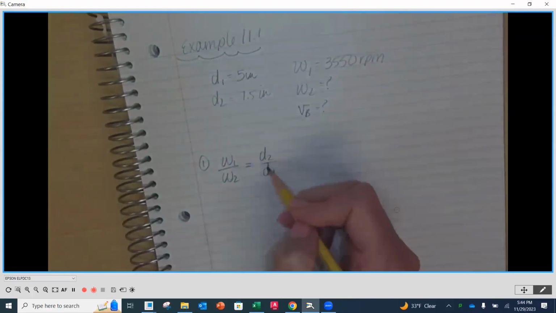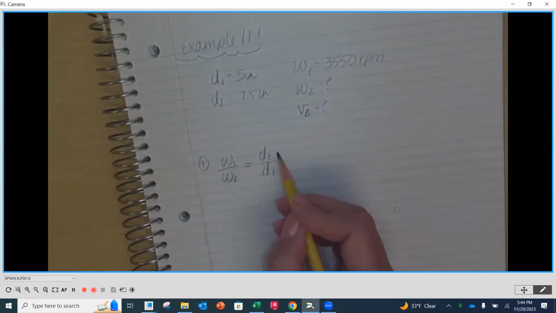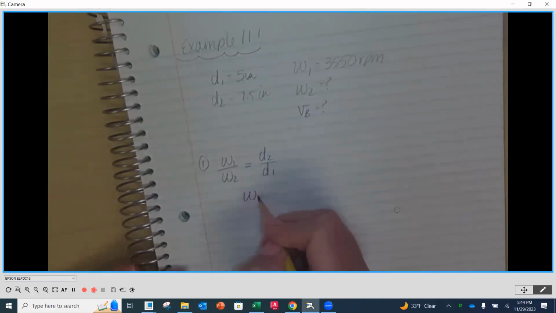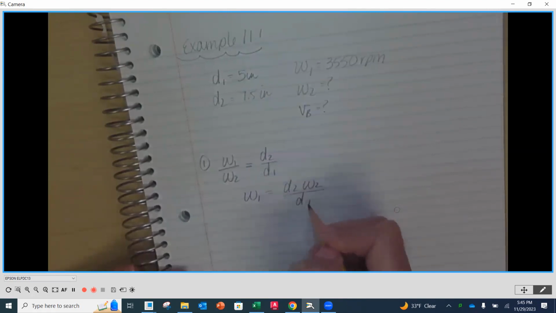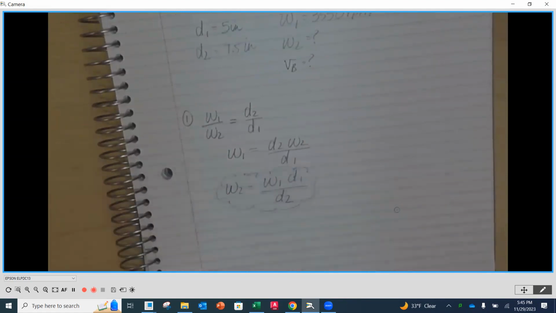We know 3 of the 4 variables. I'm going to first rearrange. I'm going to multiply my W2 up and get it on one side of the equation. So W1 is equal to D2 times W2 divided by D1. That goes up, this comes down. One more: W2 is equal to W1 times D1 divided by D2. This will be the rearranged version.